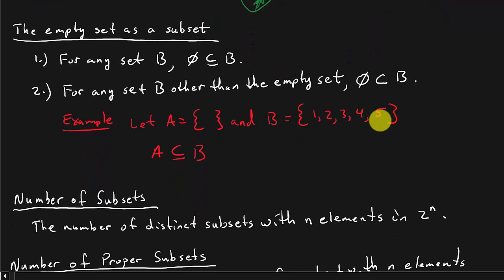All right, so let's take a look at the empty set as a subset. For any set B, the empty set is a subset of B. What does that say? It says that the empty set is a subset of any set.